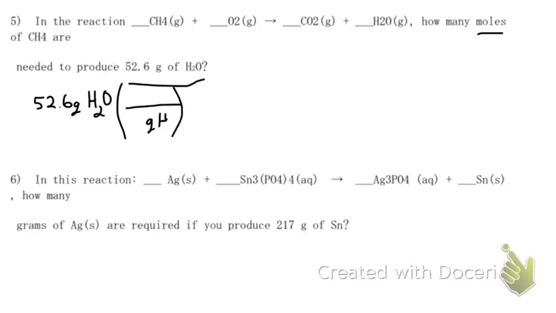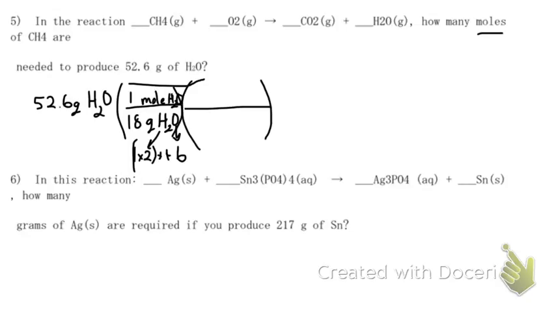I'll have grams of H2O on the bottom to cancel them out. I'll go to moles because that's how I convert between different substances. Always 1 mole. H2O weighs 18 because oxygen is 16 plus each hydrogen is 1, but I have 2 hydrogens. So 18 total. Now I'll need one more parenthetical statement.